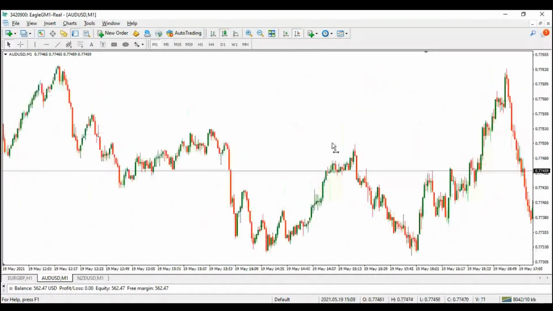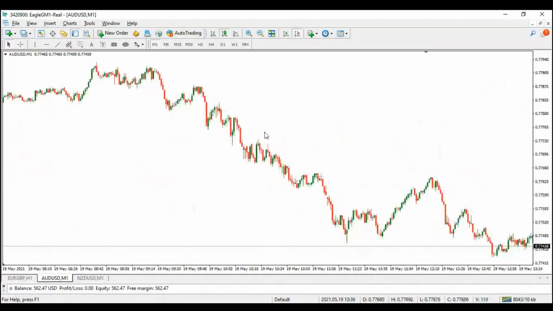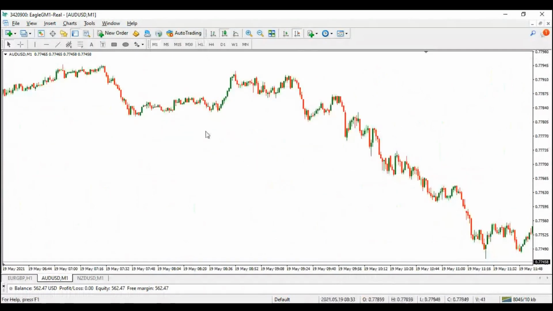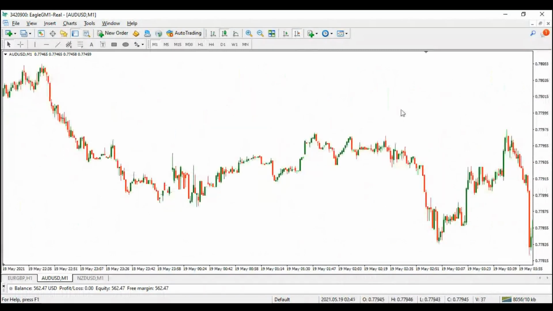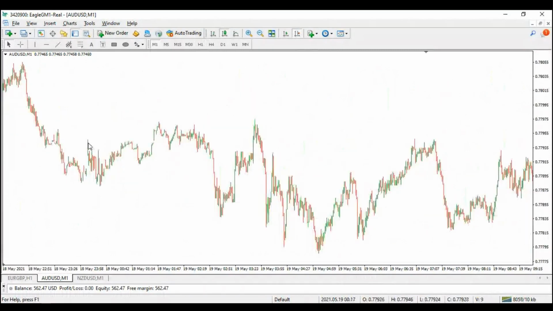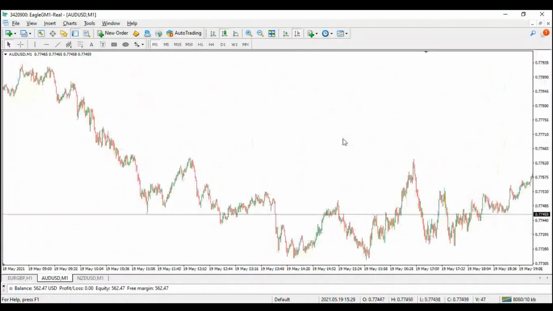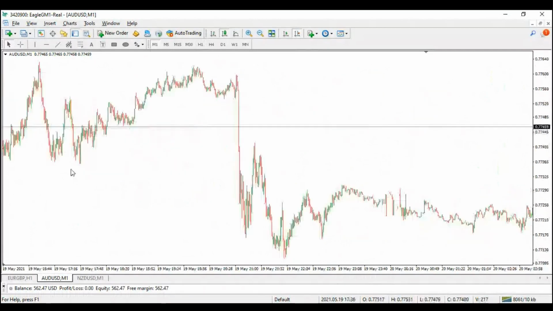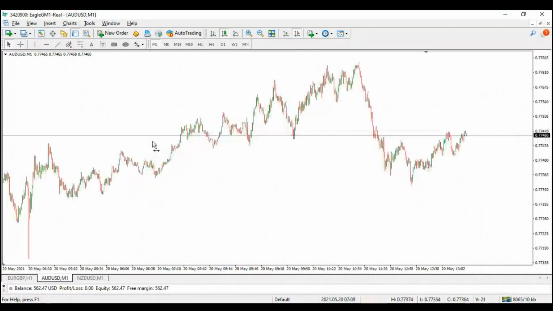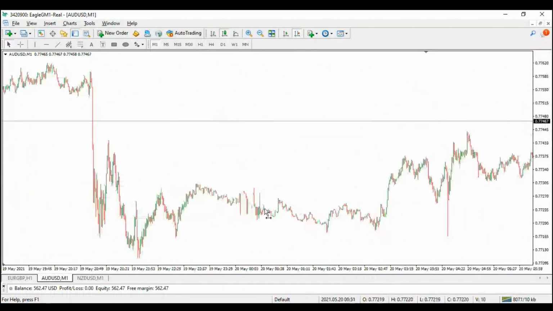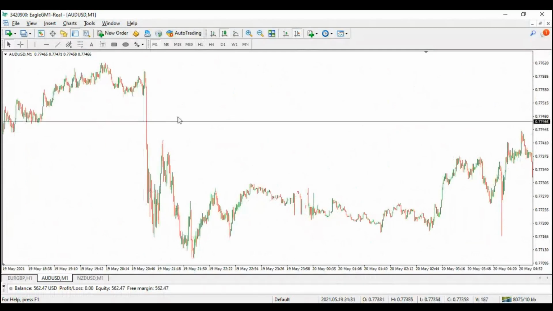Now let's go and look for a consolidation. I'm trying to look for a consolidation on this chart. Let's see if we can find one. Okay, let's take this as a consolidation right here.